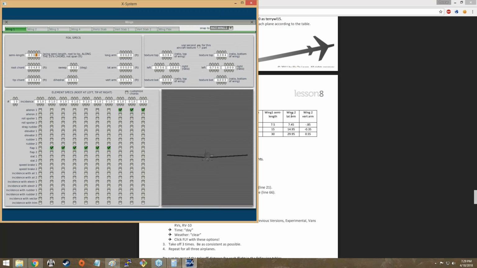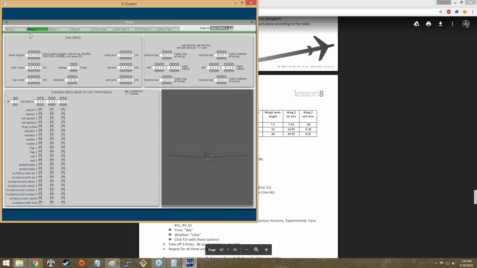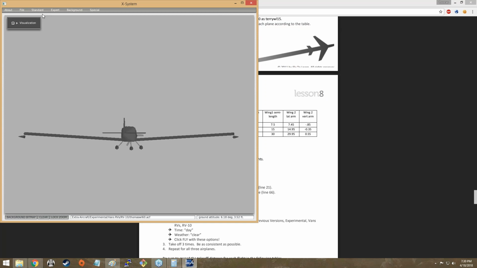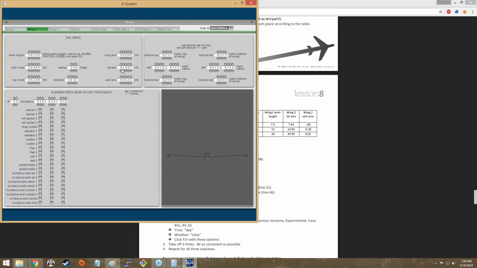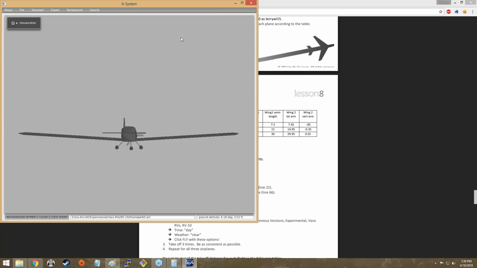Then you've got wing two lat arm and wing two vert arm, in which case you're going to go into wing two and change those respective values. So lat arm is 14.9, or excuse me, 29.95, and vert arm is 0.55. And we make it positive. When that's done, you can close that out.